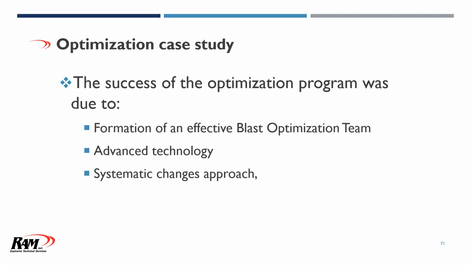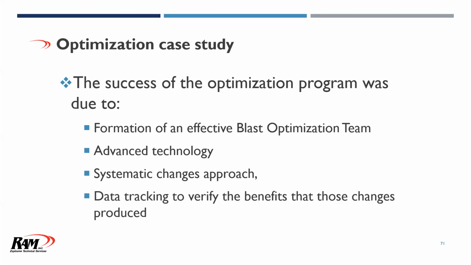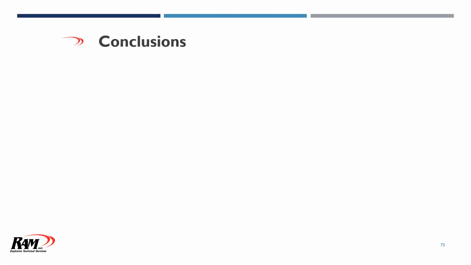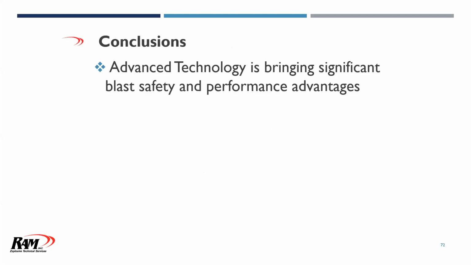And they went through systematic changes, not doing multiple changes at one time, where it's very difficult to tell what's helping and what's not. You try to keep it down to very small and systematic changes, tracking data and verifying it to make sure you're getting good information so you can make great logical decisions.